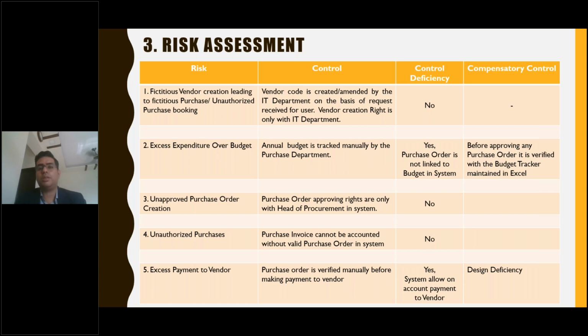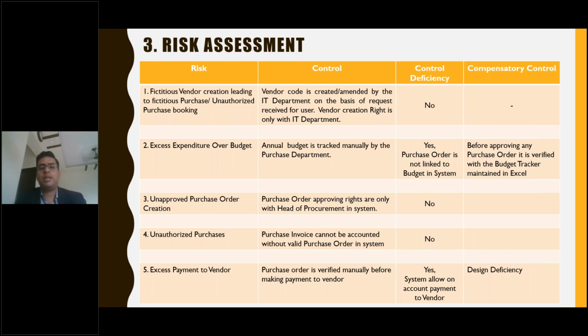So you will mention in the column control deficiency no, because as per the management and as you have assessed, there is no control gap or internal control gap here. In the next example, the second risk can be excess expenditure over budget. As we say, in the procurement process the company creates an annual budget at the start of the year, and then all the purchase orders are mapped to the budget so that any procurement is not done over the budget or without the approval.